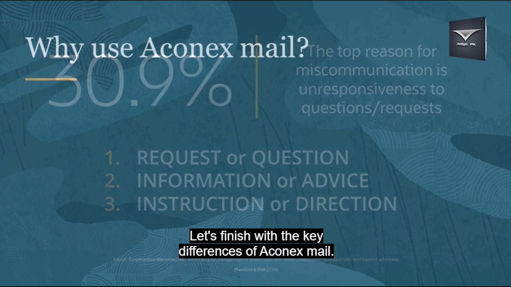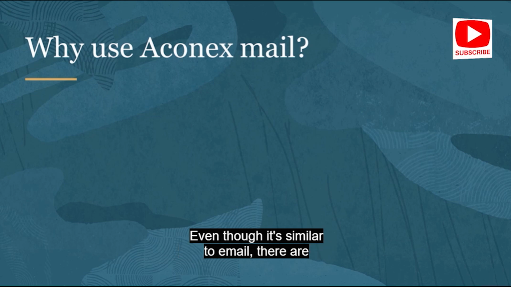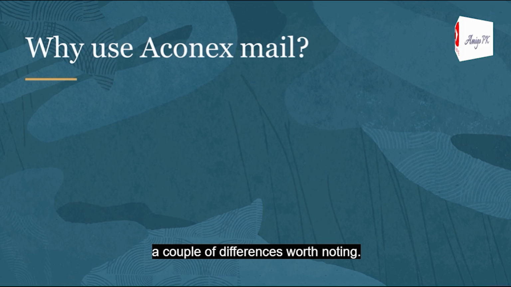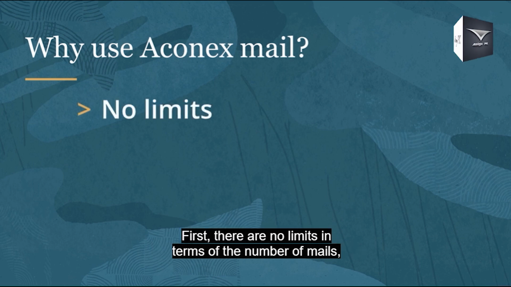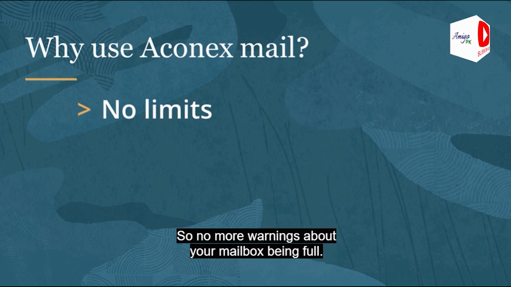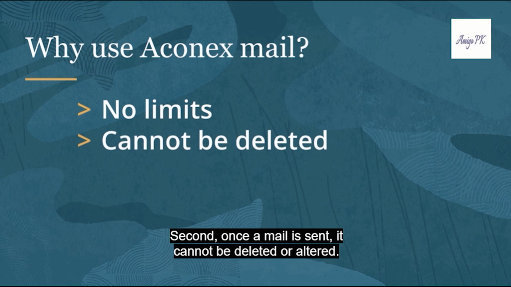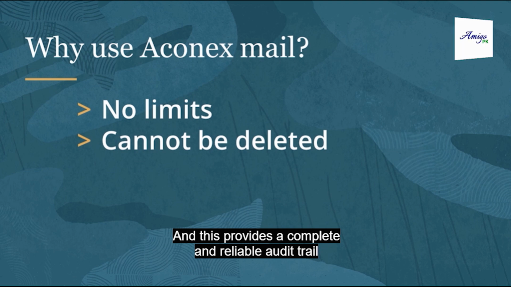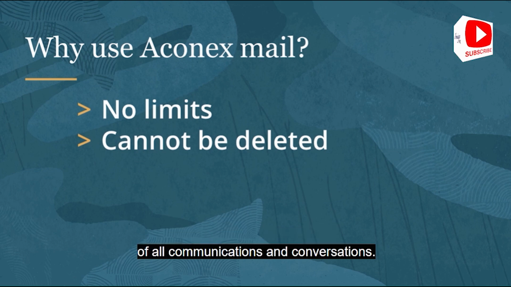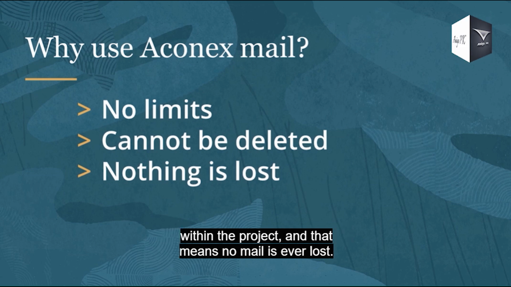Let's finish with the key differences of Aconex Mail. Even though it's similar to email, there are a couple of differences worth noting. First, there are no limits in terms of the number of mails, attachment size, or recipients. So no more warnings about your mailbox being full. Second, once a mail is sent, it cannot be deleted or altered, and this provides a complete and reliable audit trail of all communications and conversations. And then finally, Aconex ensures delivery of each mail item within the project, and that means no mail is ever lost.